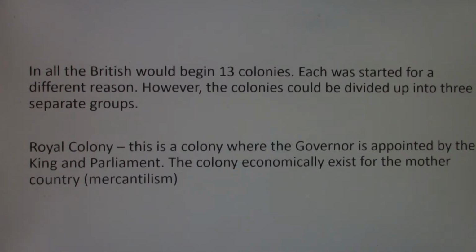Each colony is going to be started for a different reason. For our purposes, we are going to take the 13 colonies and divide them into three broad groups. Royal colonies. A royal colony is a colony in which the governor is appointed by the king and Parliament, and the colony is going to have a cash crop, and the cash crop is going to help the mother country, England. This is what we call in economics mercantilism.